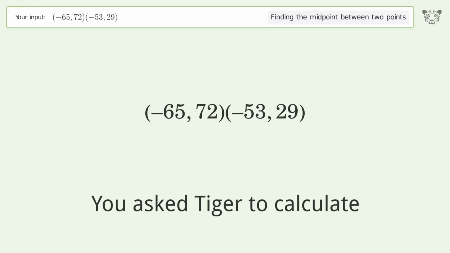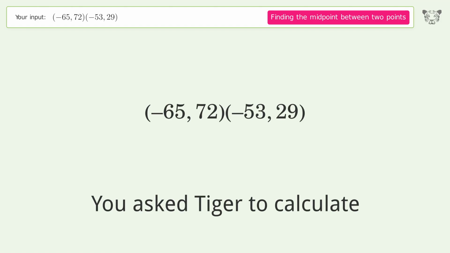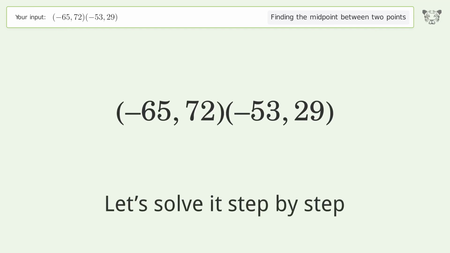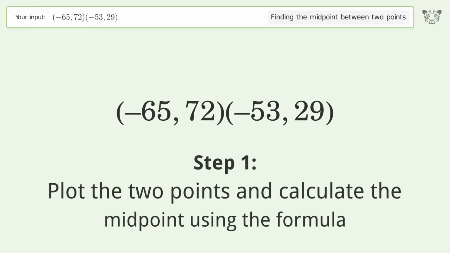You ask Tiger to calculate. This deals with finding the midpoint between 2 points. The midpoint between the 2 points is negative 59, 50.5. Let's solve it step by step. Plot the 2 points and calculate the midpoint using the formula.